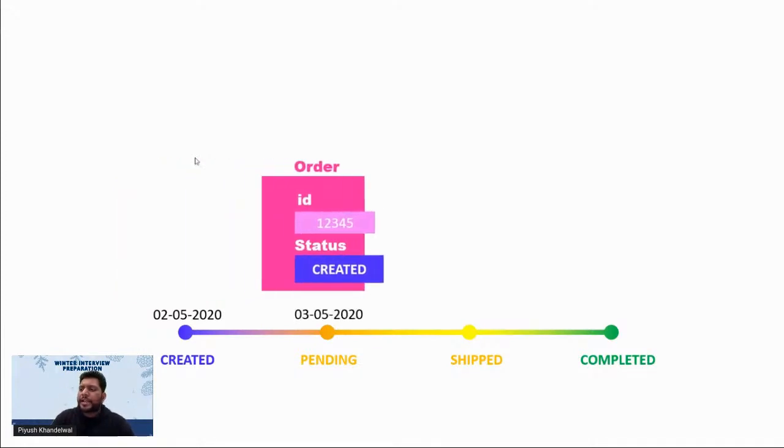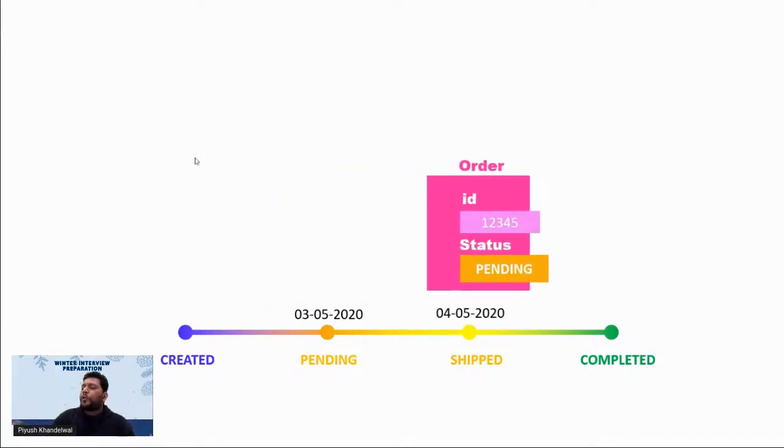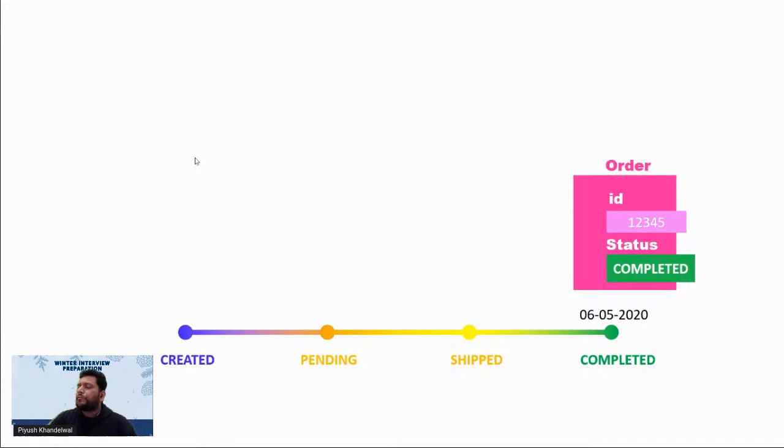Now tell me, I am tracking the order. On 2nd of May it was created. On 3rd of May, it has been moved to pending state, so what I did is I updated the status of the order to pending. Then on 4th of May, it was moved to shipped state, so I updated the status to shipped. And on 6th of May, it was completed. The order was delivered and completed, so I updated the status of the order to completed.